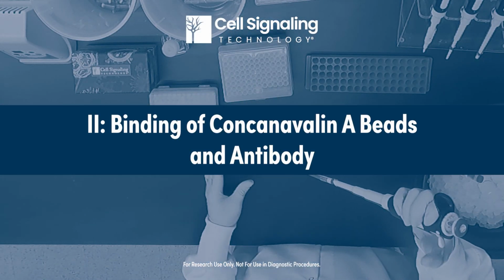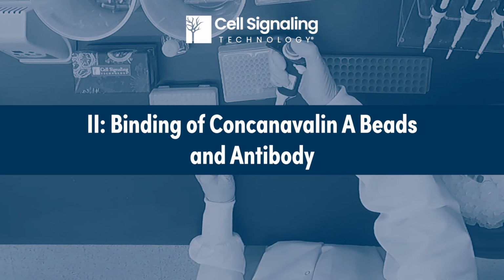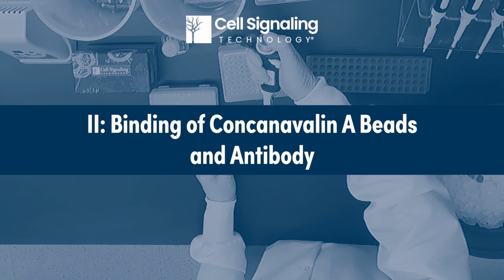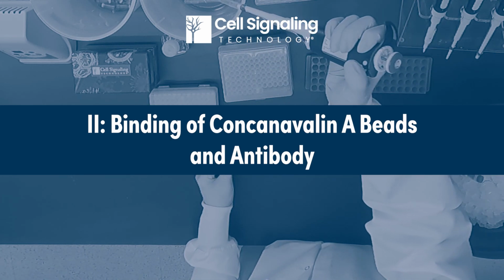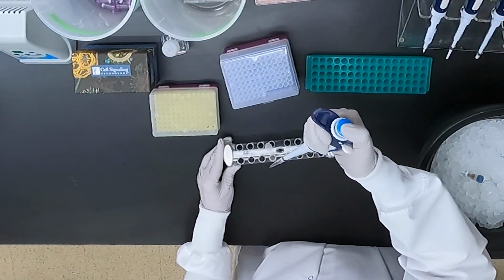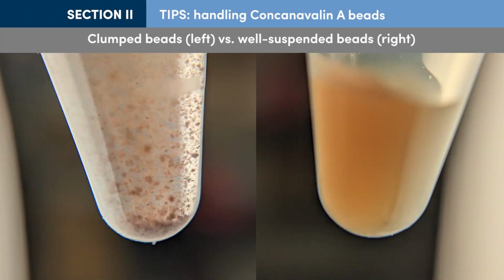In section 2, magnetic concanavalin A beads bind to the permeabilized cells to anchor them and enable separation. Then, a cut-and-run antibody is added, which binds to the protein of interest located on chromatin. Concanavalin A magnetic beads simplify cut-and-run sample handling during incubations and wash steps.